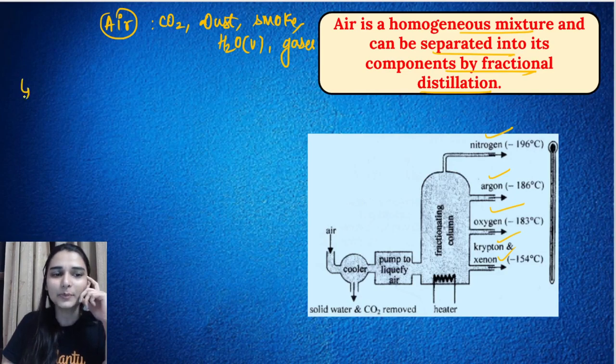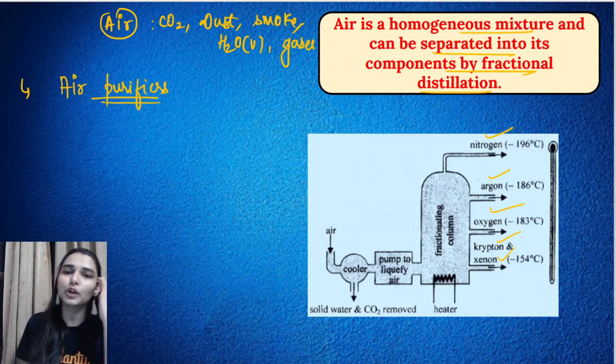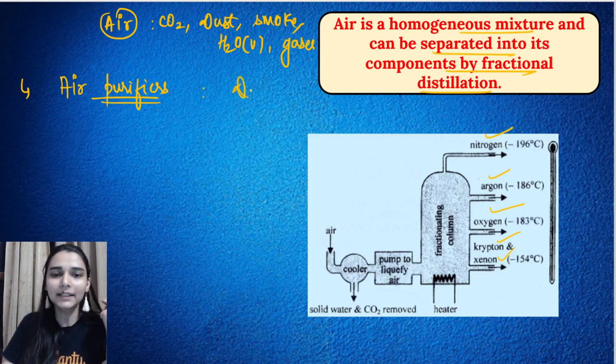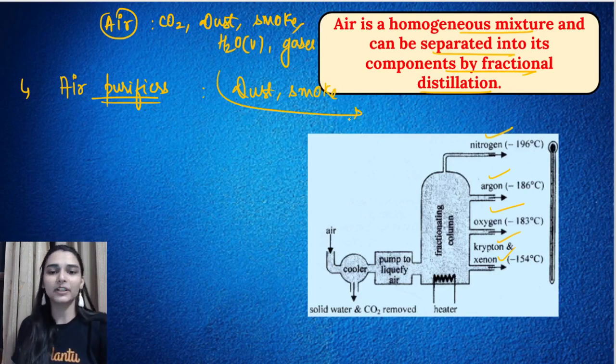So normally सबसे पहले हम क्या करते हैं, we pass the air through the air purifiers. ठीक है, we pass air through the air purifiers. So purifiers में क्या होगा, all that dust, all the smoke is left behind. ठीक है, so air becomes free from the dust and the smoke.